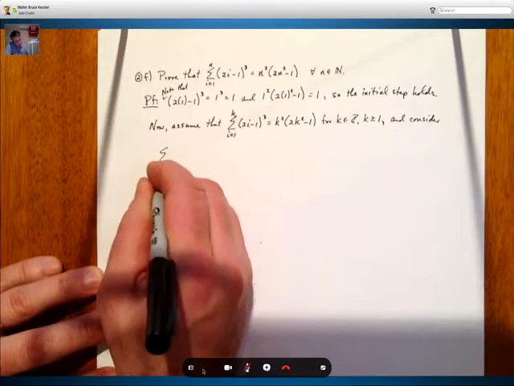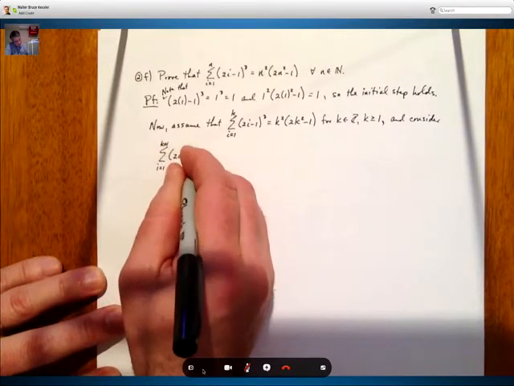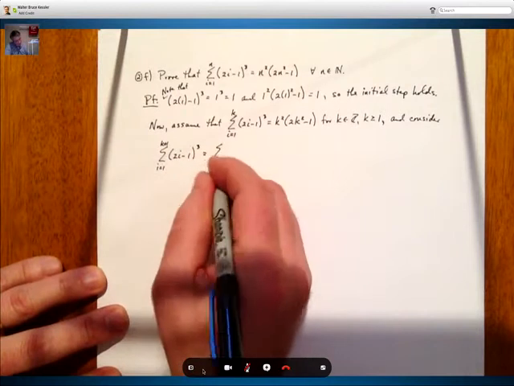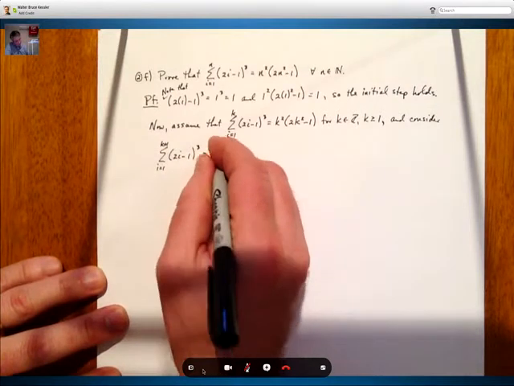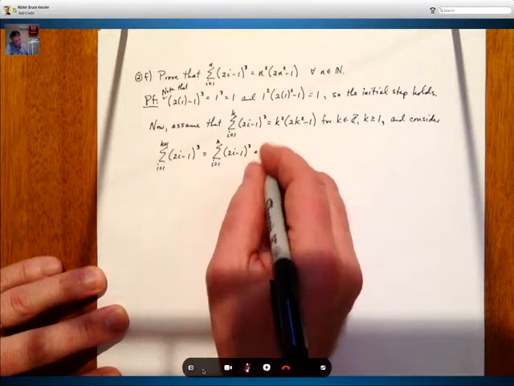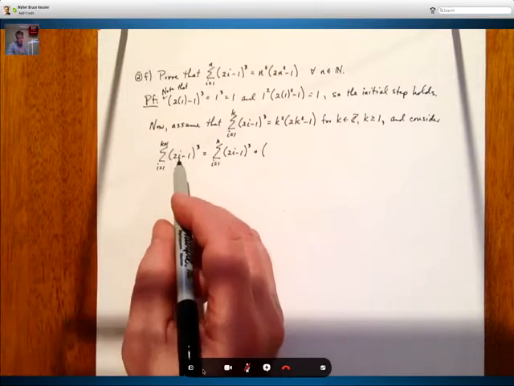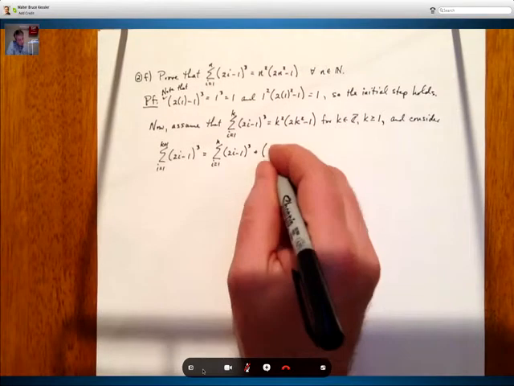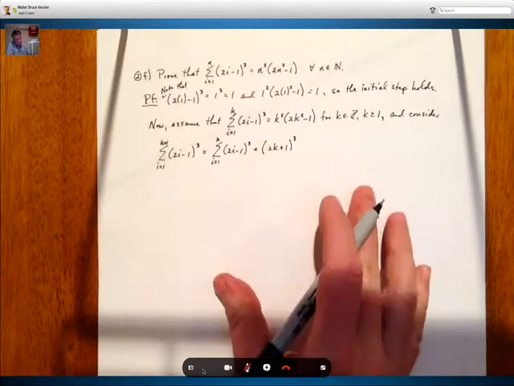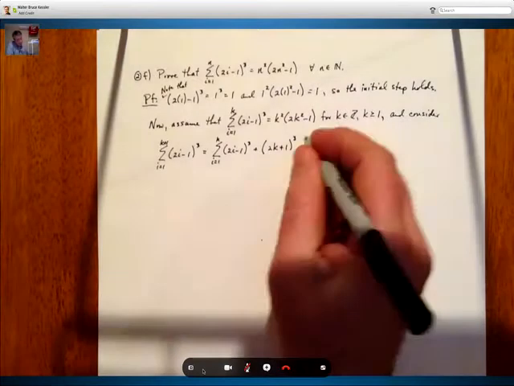And consider going 1 to k plus 1. Again we want to build on our assumption, so let's take this up to k. And then the next term, if I plug a k plus 1 in this, I get 2k plus 2 minus 1. So this is 2k plus 1 quantity cubed. Okay.